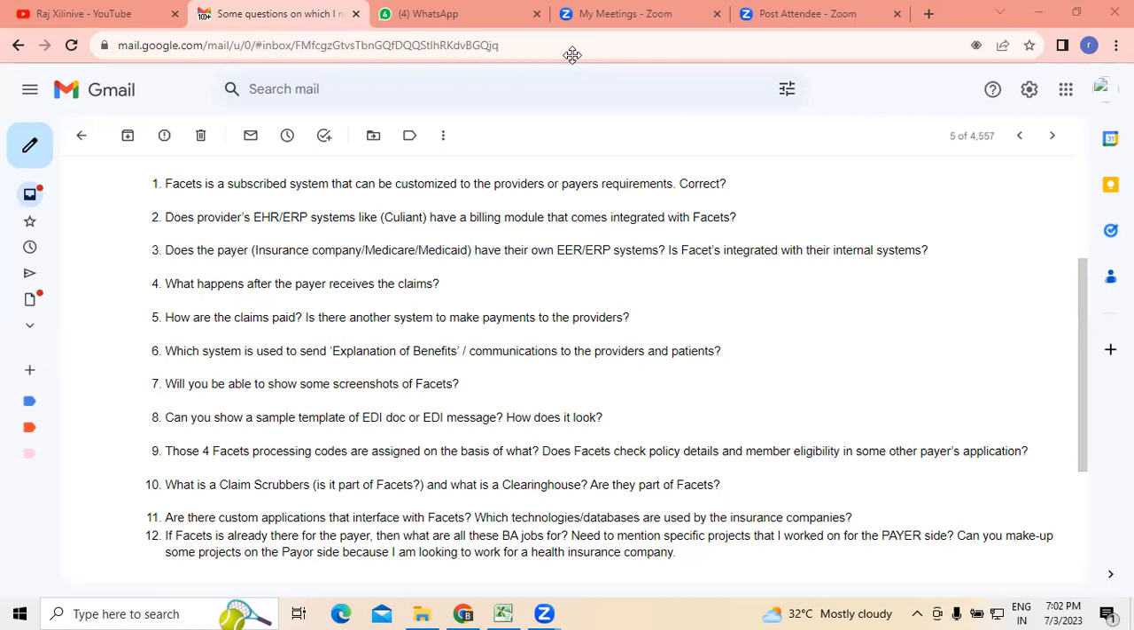Next, fourth question: what happens after the payer receives the claim? Once a payer has received the claim, adjudication takes place. And whatever payer cost was mentioned, for example, for some particular procedure, some cost was mentioned. Let's say, as an example, some $20.